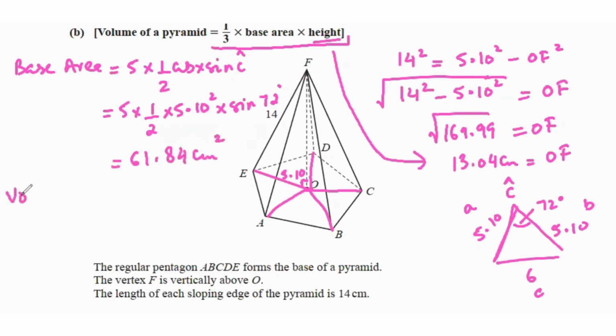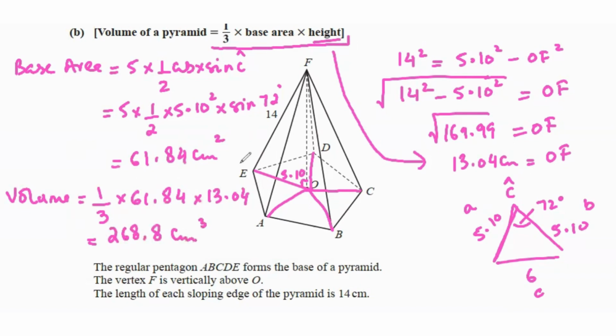Centimeter squared. So volume would be 1 over 3, following the formula in the question, times the base area, which is 61.84, times the height, which is OF, 13.04, and that's going to equal 268.8 centimeter cubed. That is your volume of the pyramid.